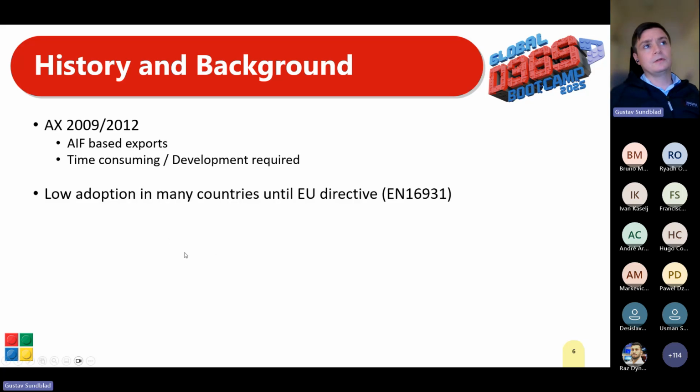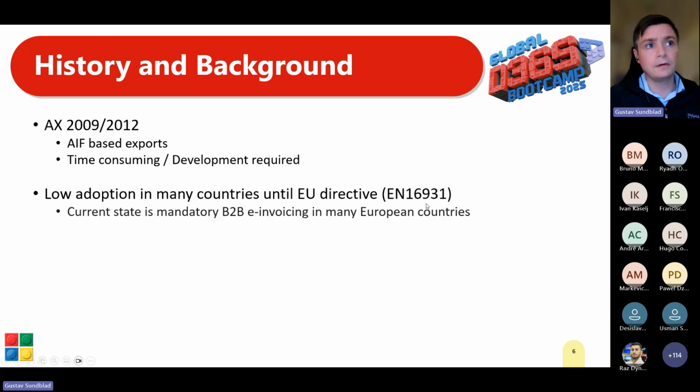Now we come into today. I'm based in Europe, in Sweden, so my main focus is, of course, Europe. We've seen at least low adoption of electronic invoicing in many countries, because you still have paper-based invoicing and email invoicing, depending on where you're at. But now the EU has come along and implemented a lot of legislation when it comes to electronic invoicing. The current state is that B2B e-invoicing is mandatory in many European countries.